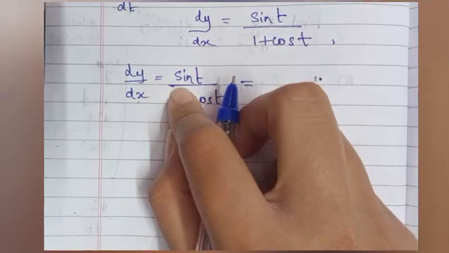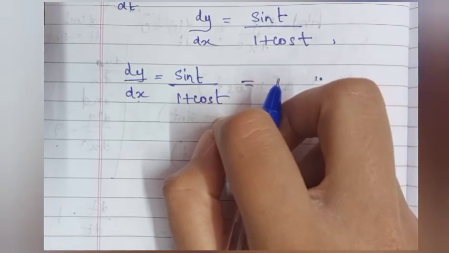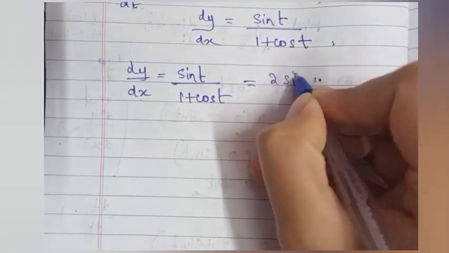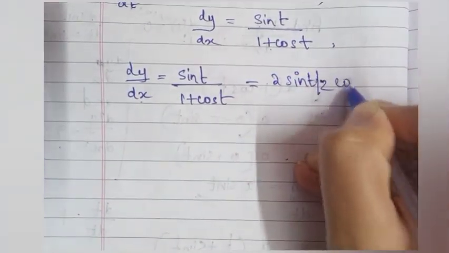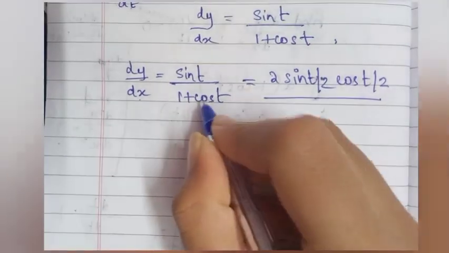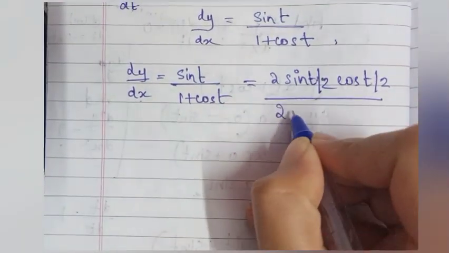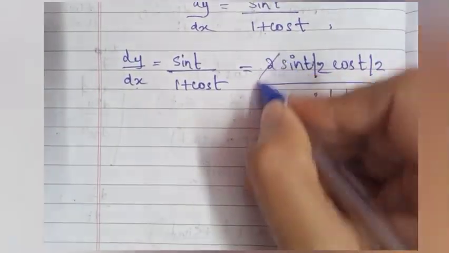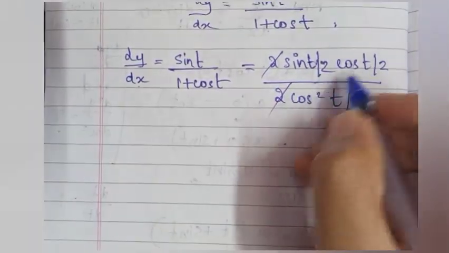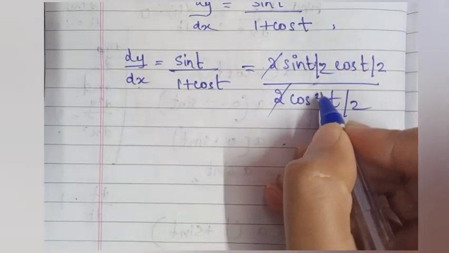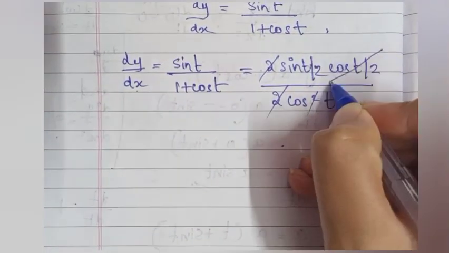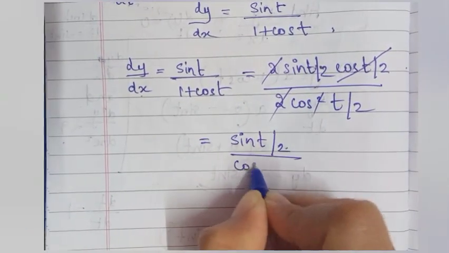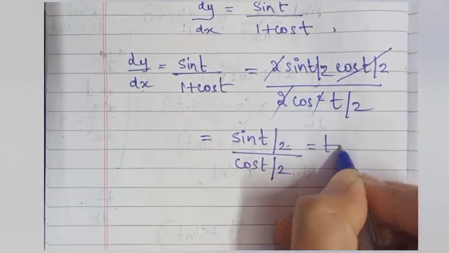So here dy by dx is equal to sin t by 1 plus cos t. Instead of it we substitute 2 sin t by 2 cos t by 2, divided by 1 plus cos t, which is equal to 2 cos square t by 2. Next, 2 cancels, and one cos t by 2 from here cancels with one from here, and we get sin t by 2 divided by cos t by 2, which is equal to tan t by 2.